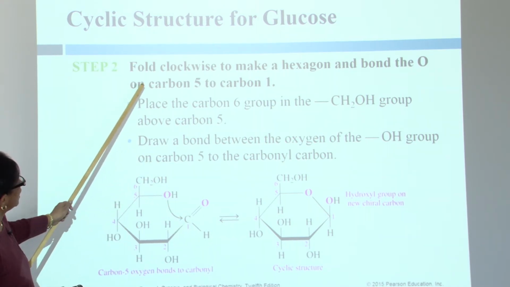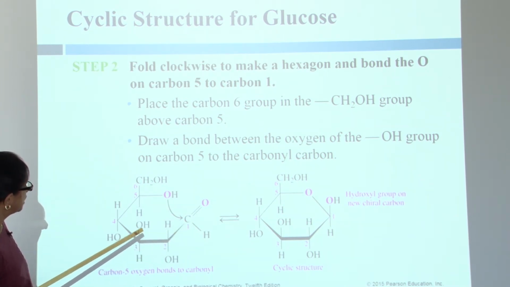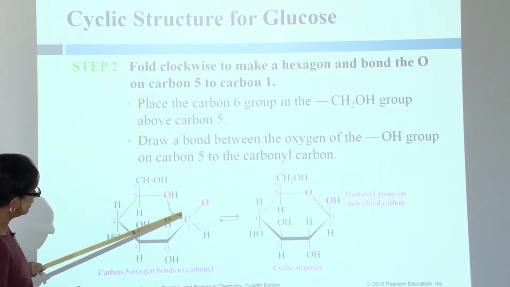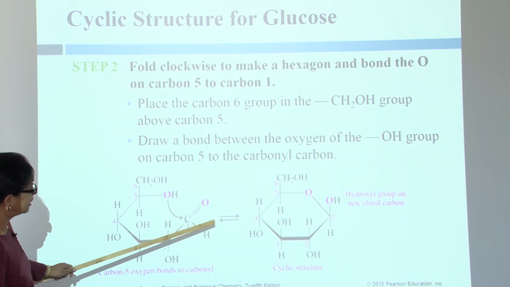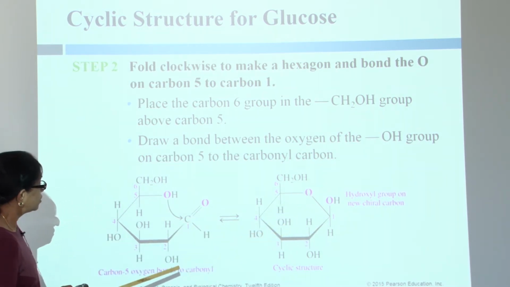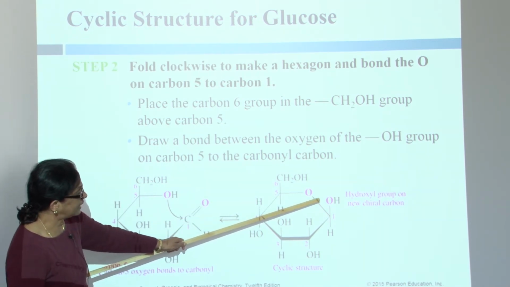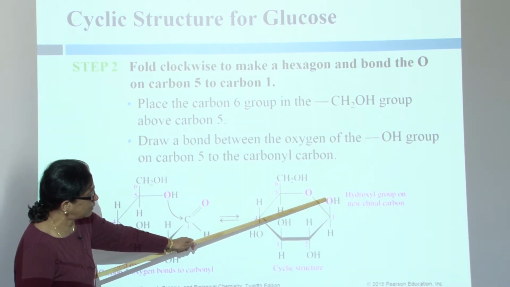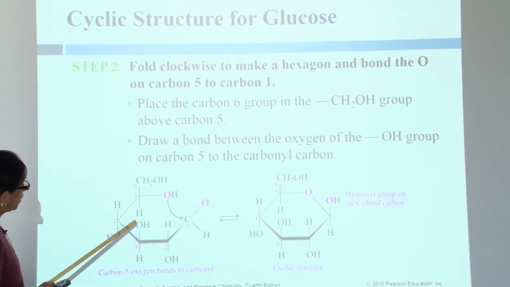Fold the clockwise horizontal Fischer projection to make a hexagon. So we are folding the structure, and the oxygen of the OH in carbon 5 and the carbon in the carbonyl group, carbon 1, we are connecting the two. So now the hydroxyl group that is created by the connecting is either up, above, or below. So these are two important points to remember.